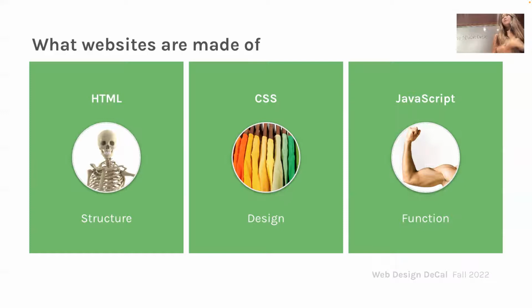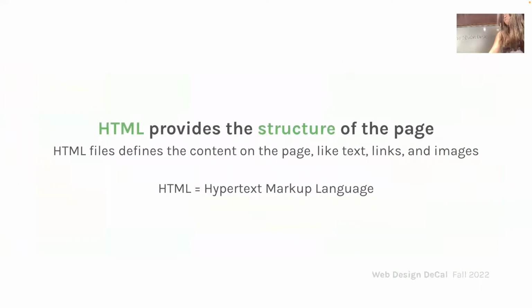So more of a backend type of thing where, let's say you want to build a picture carousel, the JavaScript will allow you to move the pictures left and right. That's a basic example. Obviously we won't go through that yet, but let's talk about HTML, which provides the structure of the page.